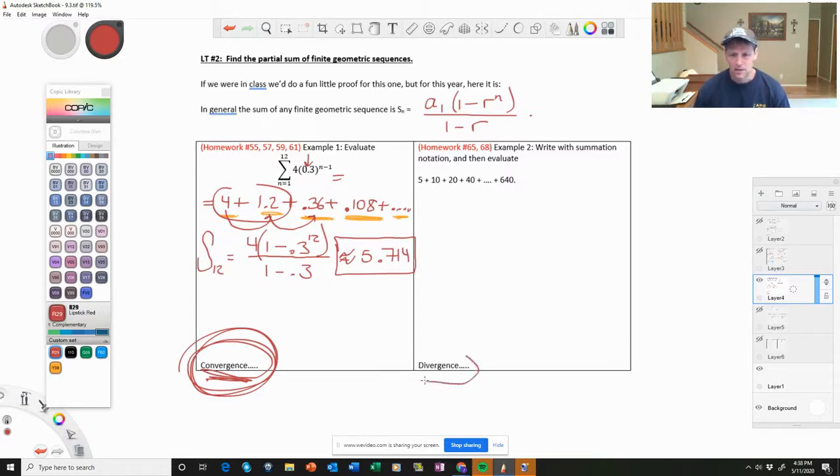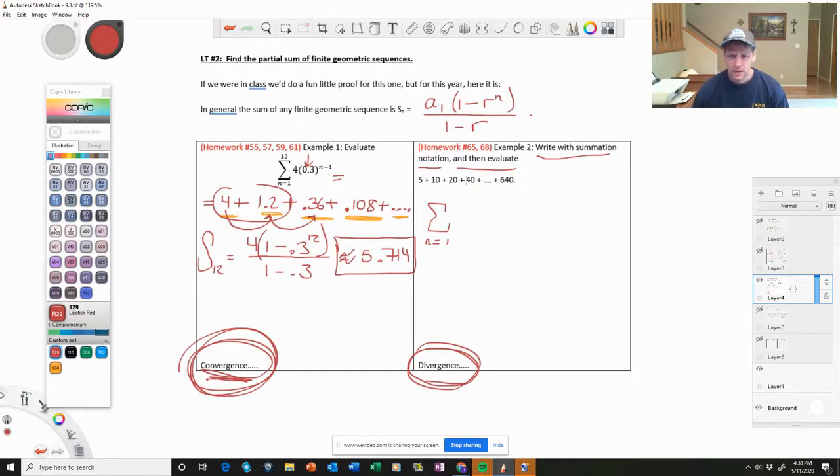Let's take a look at a series that diverges. Diverges means that it's getting bigger and bigger instead of getting smaller and smaller. So here's what we need to do. Write with summation notation and then evaluate this. Okay, so to write this with summation notation, I'm going to say from n equals 1 to n equals, oh, I don't know. I don't know how many terms there are.